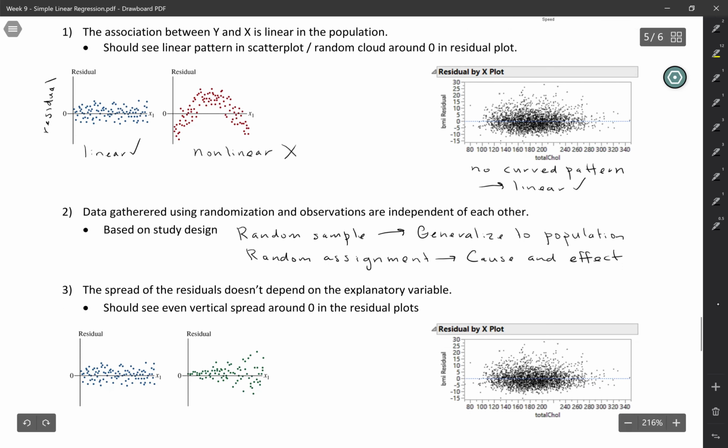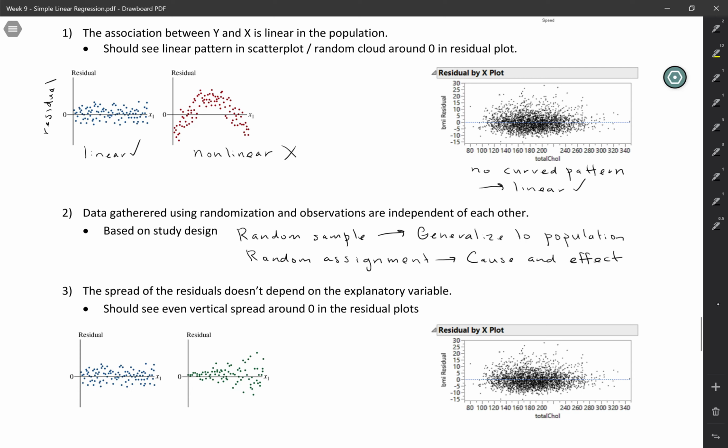The third condition is that the spread of the residuals is the same at any point on the x-axis, that it doesn't depend on the explanatory variable. And this is related to the assumption that we made in ANOVA, that we have the same population standard deviation in each group. Here we don't have groups, we just have different values of the explanatory variable, but it's the same basic idea.